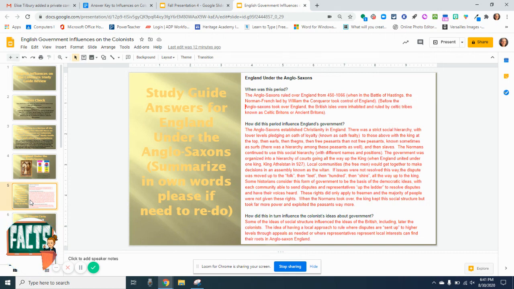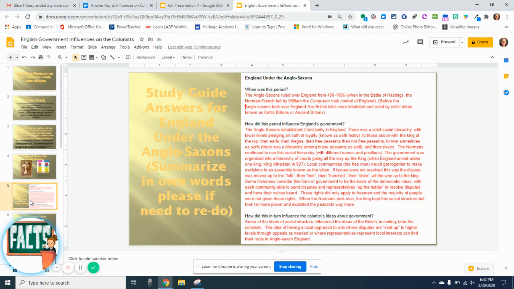We take for granted separation of church and state here in the United States, but this was definitely not the case in most of European history. The church was directly tied to the government, and the bishops and the Pope had direct influence and rule in these various European countries. There was a strict social hierarchy with lower levels pledging an oath of loyalty or fealty to those above them, all the way up to the king.